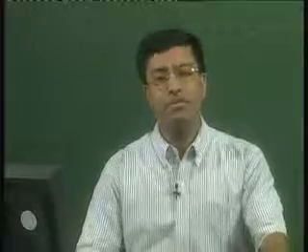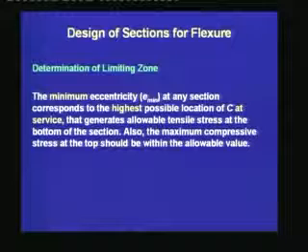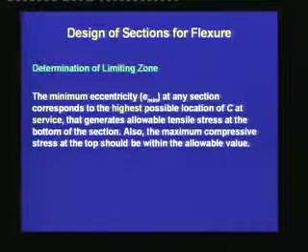The minimum eccentricity of the CGS, which is represented by e min, corresponds to the highest possible location of C at service that generates allowable tensile stress at the bottom of the section. Also, the compressive stress at the top should be within the allowable value.